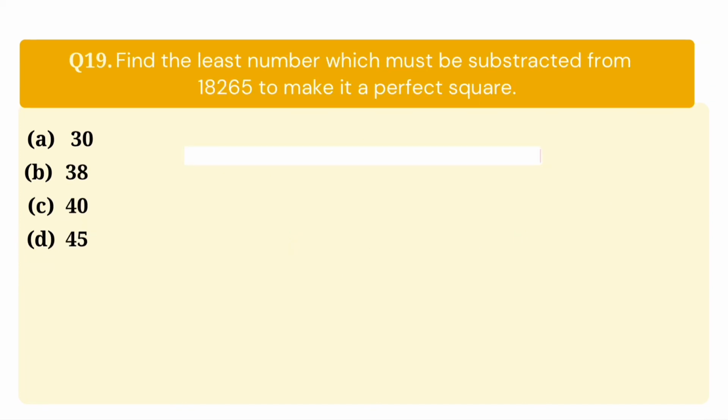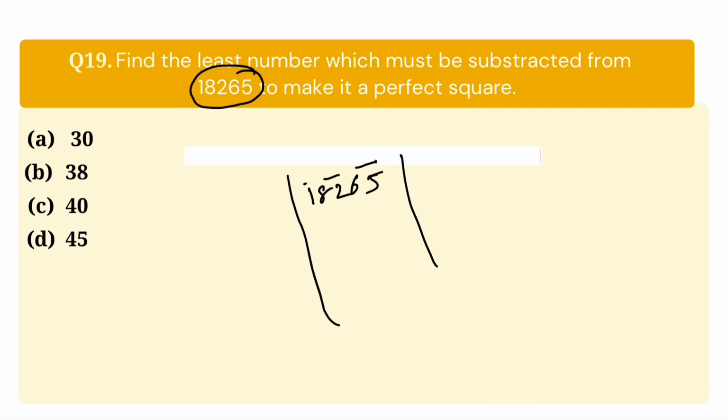Find the least number which must be subtracted from 18265 to make it a perfect square. So let me check whether this number is a perfect square or not. How to check it? By finding the square root for this number. So we'll try to find the square root with the help of the division method. Okay, so pair two numbers from the last digit. So 65 is paired, 82 is paired, and one number.